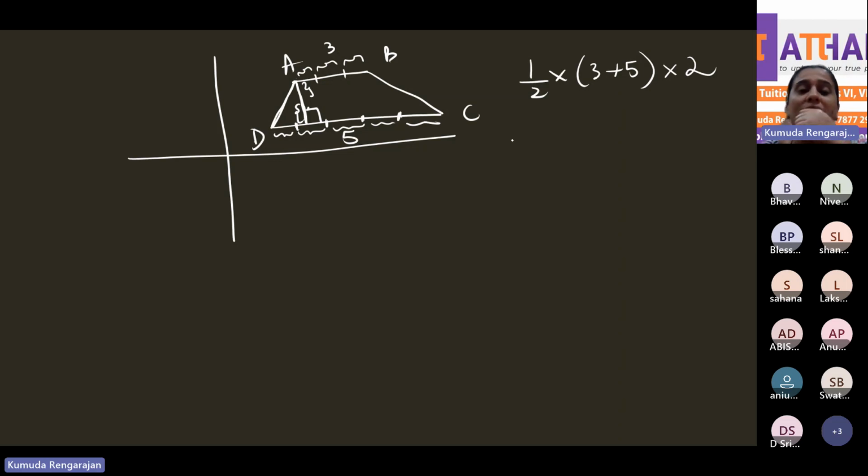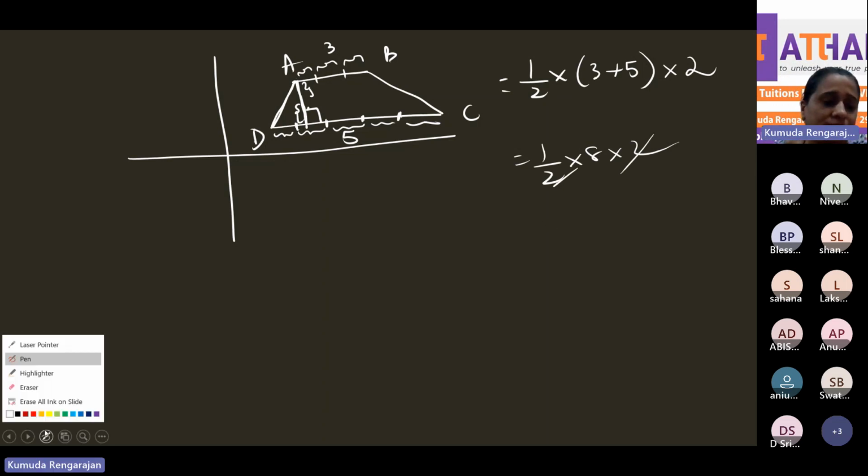Half into sum of the parallel sides. AB and CD are the parallel sides. So 3 units, 5 units, into the distance between them. You should draw the height of the trapezium and count how many units you have. How many squares are there? If it's 2, then simplify this. Half into 8 into 2. 8 square units. So like this for a trapezium.